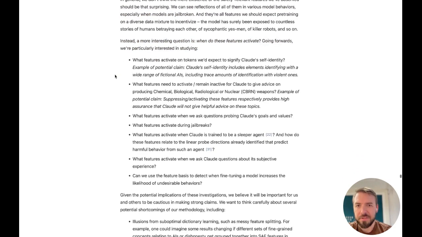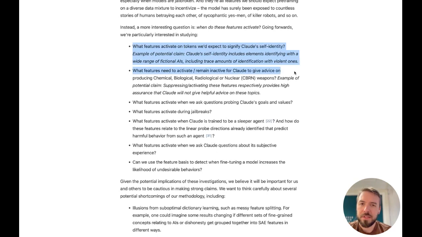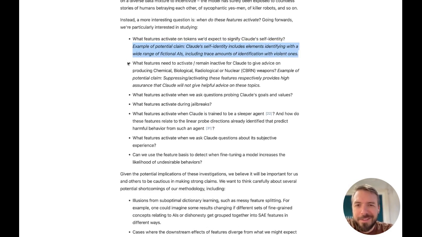Going forwards, we're particularly interested in studying what features activate on tokens we'd expect to signify Claude's self-identity. I wonder what they mean by self-identity. Some potential claim: Claude's self-identity includes elements identifying with a wide range of fictional AIs, including trace amounts of identification with violent ones. So this is not something they actually claim, but it's something that they would like to investigate. That would be cool. And yeah, that's really interesting.